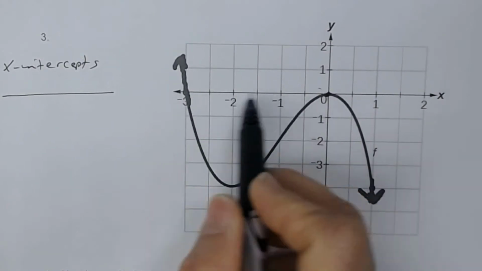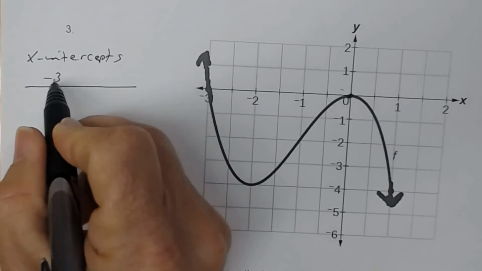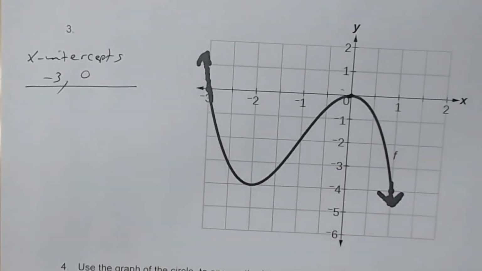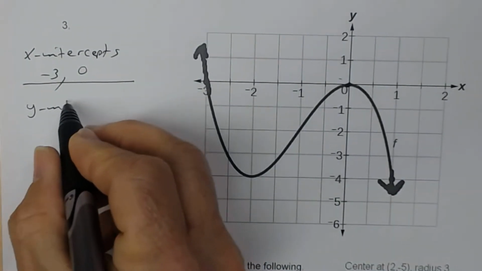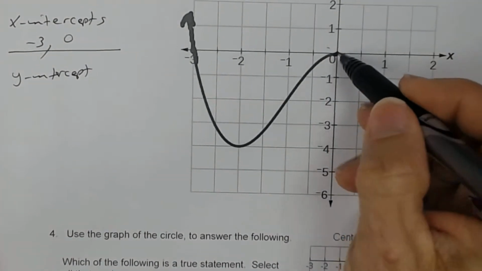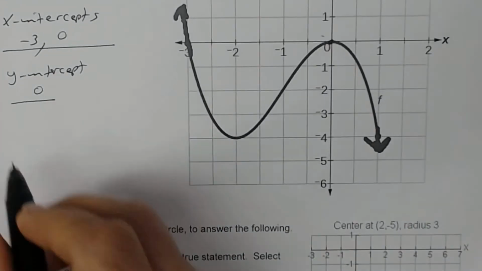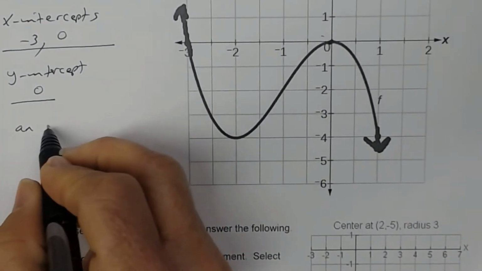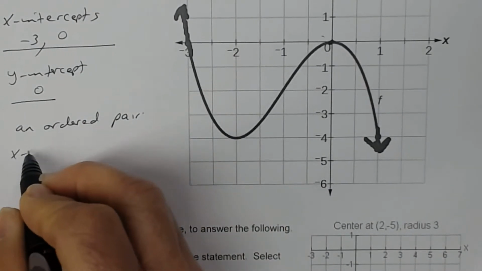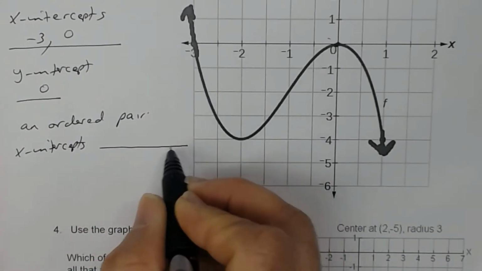So again, there are 2 of them. This one's a -3, so that's where it crosses the x-axis, comma, and this x-intercept here is 0. The y-intercept, there's only one, and that y-coordinate right here is 0. As an ordered pair, your x-intercepts, there'll be two of them.